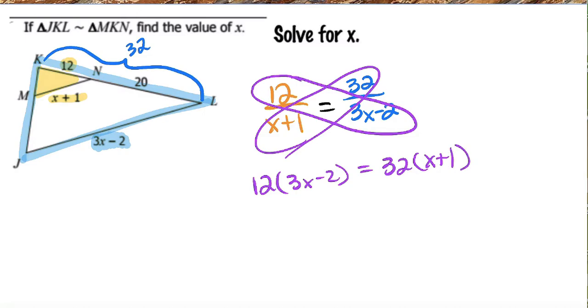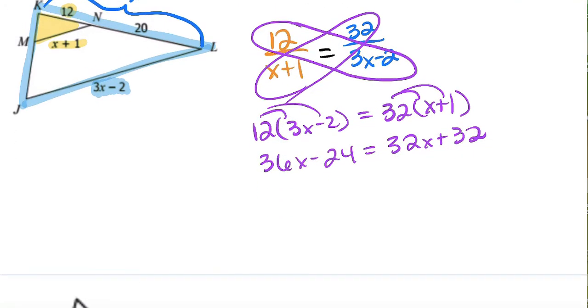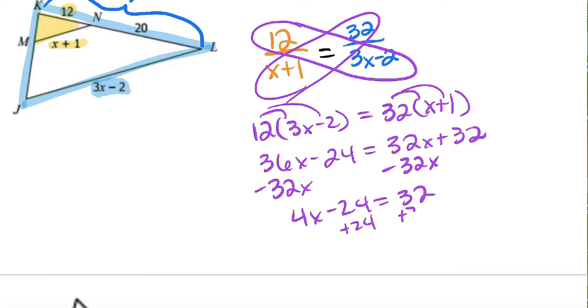Going to continue solving by distributing. 36x minus 24, 32x plus 32. Going to get my x's to the same side. I always move the smaller amount of x's, which here is the 32 x's. Leaves me with 4x minus 24 equals 32. I'm going to add the 24 to both sides to isolate the x term. 4x equals 56. Divide by 4 to get x alone. So x should be 14.